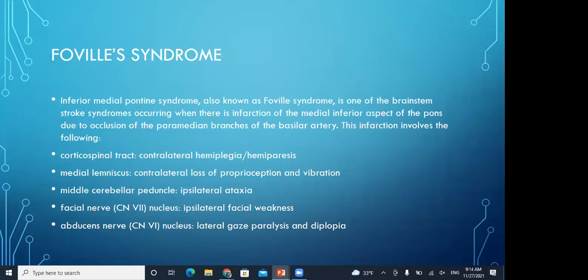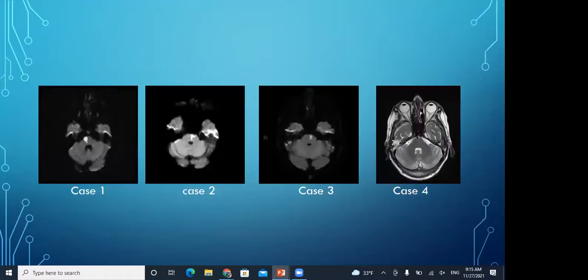Corticospinal tract, contralateral hemiplegia; medial lemniscus, contralateral loss of proprioception and vibration; middle cerebellar peduncle, ipsilateral ataxia; facial nerve nucleus, ipsilateral facial weakness; abducens nerve nucleus, lateral gaze paralysis and diplopia.